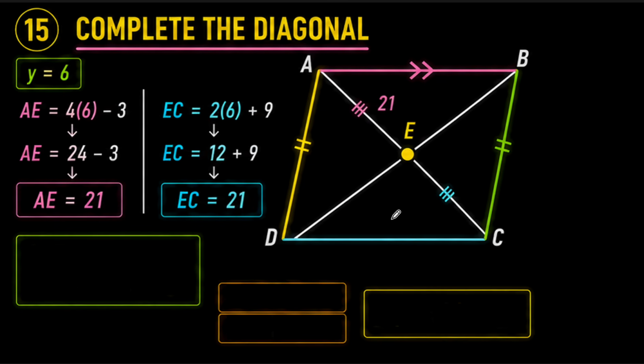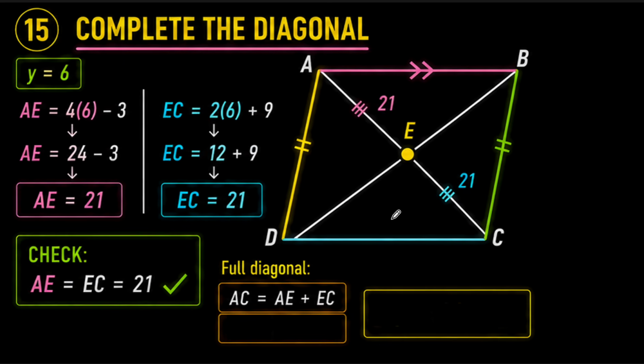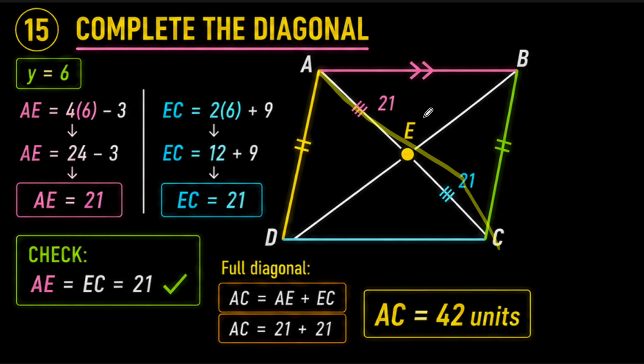Okay? So, 21 si AE, 21 si EC. Dapat talaga, based on the properties, parehas po dapat yan, kasi the diagonals bisect each other. So, if you want to check, AE is equal dapat kay EC, that is equal to 21. Same. Para mahanap yung full diagonal, yung AC, add mo lang, 21 plus 21. Okay? That is equal to 42 units.